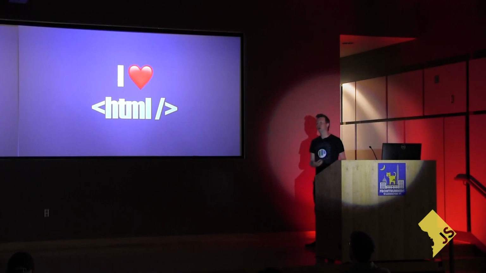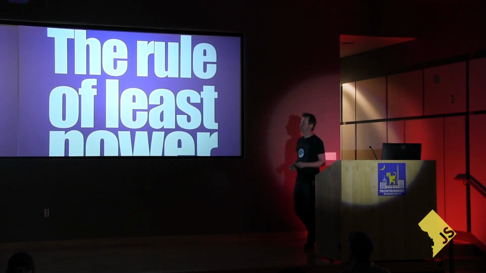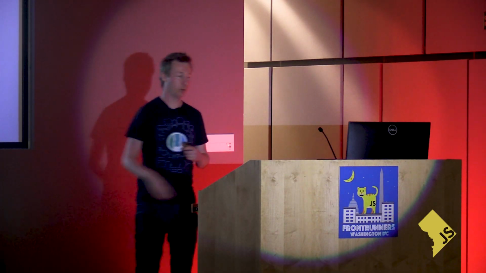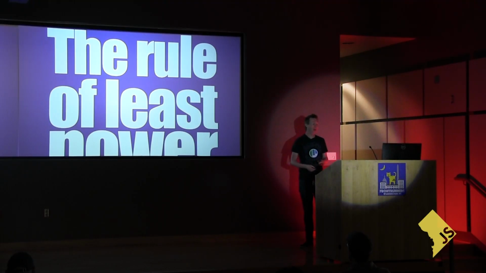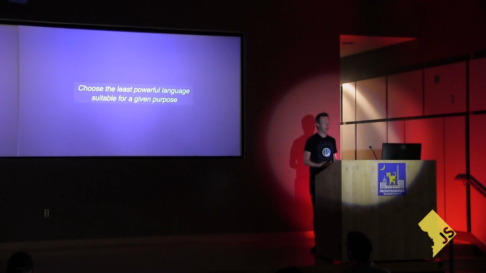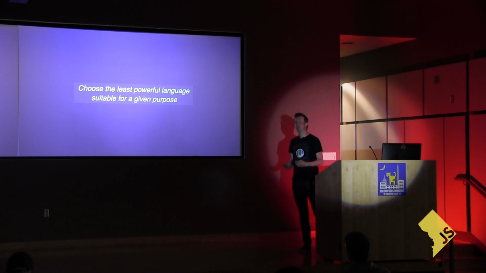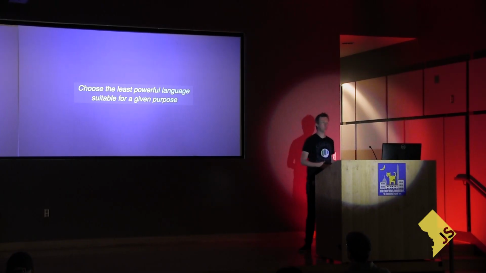Now, the reason I love writing all three of these things is something called the rule of least power. It says power, trust me. And the rule of least power is one of the core principles of the web, and it means that you should choose the least powerful language suitable for a given purpose. Now, on the web, this means preferring HTML over CSS, and then CSS over JavaScript.